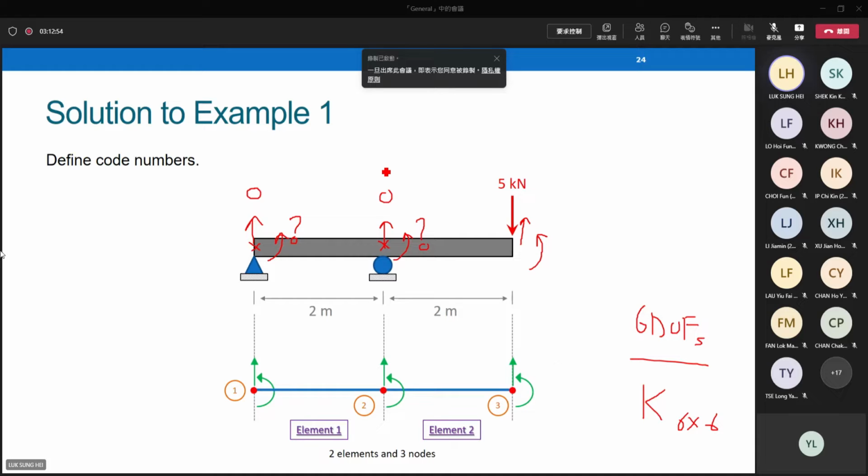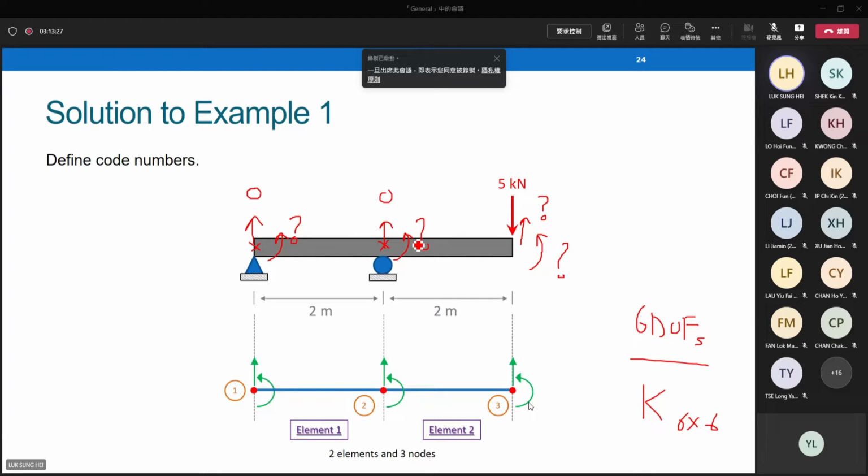The last one, node 3. Node 3, I think, is pretty straightforward because node 3 is a free end cantilever, which means it is free to displace, free to rotate. We have 2 question marks at node 3. In total, we have 4 question marks. It also tells you the dimension of K11, 4 by 4. We have 4 unknown displacements to be solved in this problem.